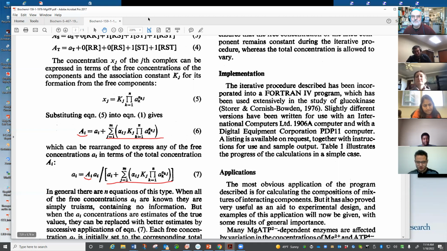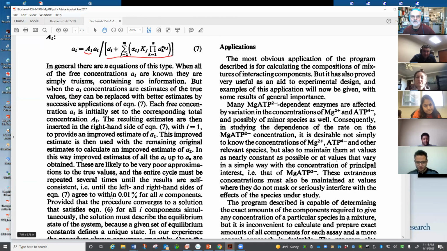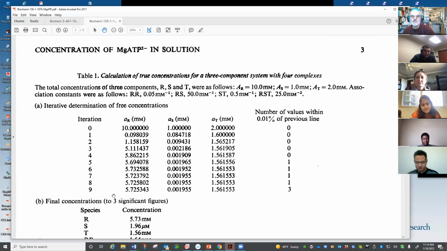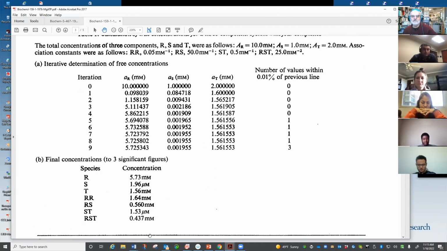And so this iterative technique is you plug in a guess, and then you use that to calculate the next concentration. And they show an example of that here, where if you had R, S, and T, you plug in a number, and then you use that to solve the next equation. And then you use that to solve the next equation for AS, and you use that to solve the next equation for AT. And you do this again and again and again. And then eventually this converges to so many decimal points. And then you end up with the final concentrations, depending on the equilibrium constants, et cetera.